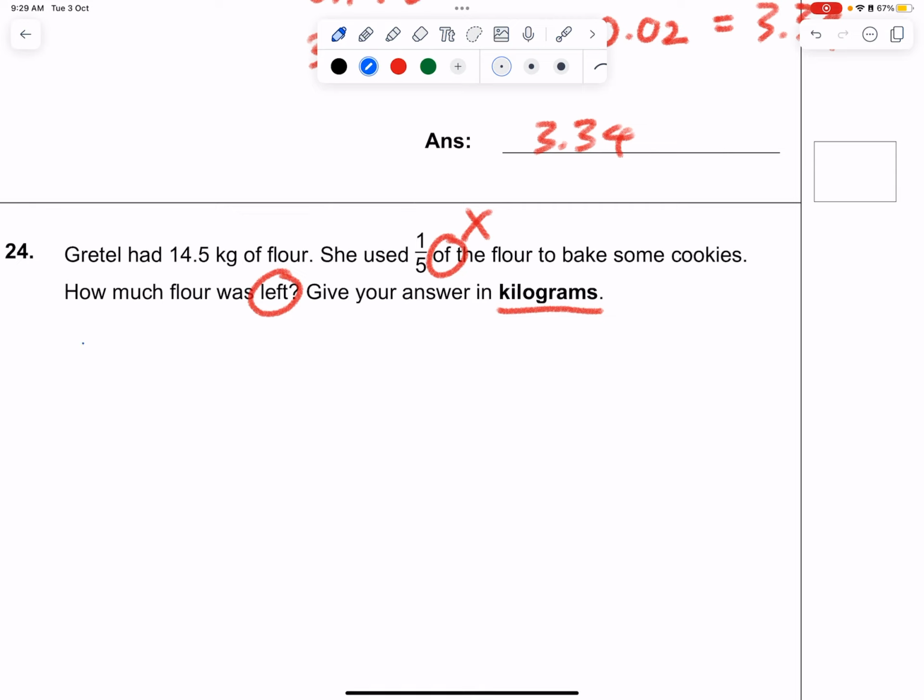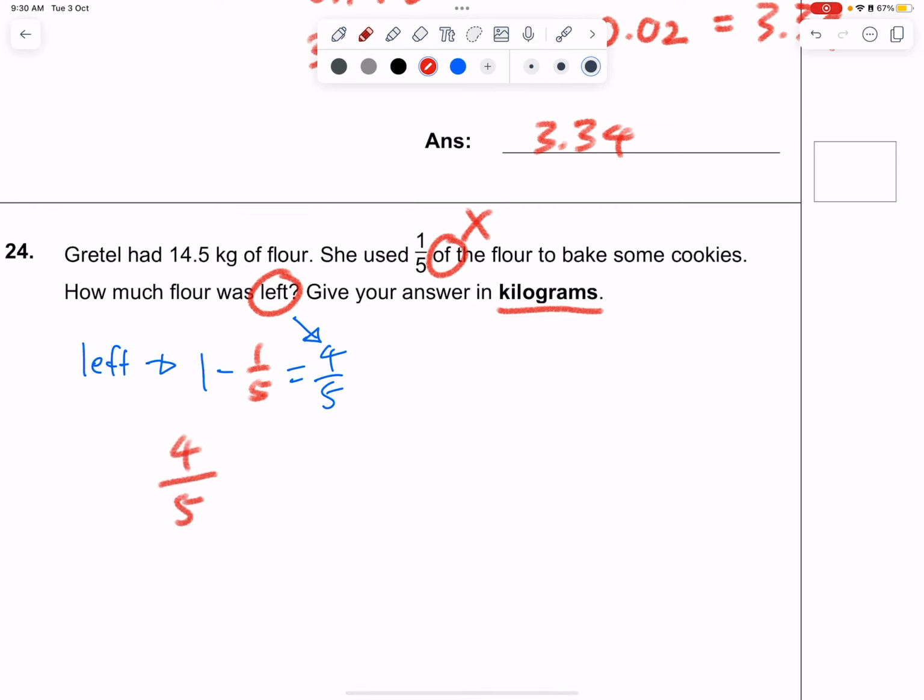So the fraction that is left would be 1 minus 1 over 5, because that is what she used. So in this case, it becomes 4/5. So 4/5 is basically the fraction that she was left with. So you want to find out what is 4/5 of 14.5 kilogram. Of means times. Okay? So what you would do next is 4 over 5 times 14.5.